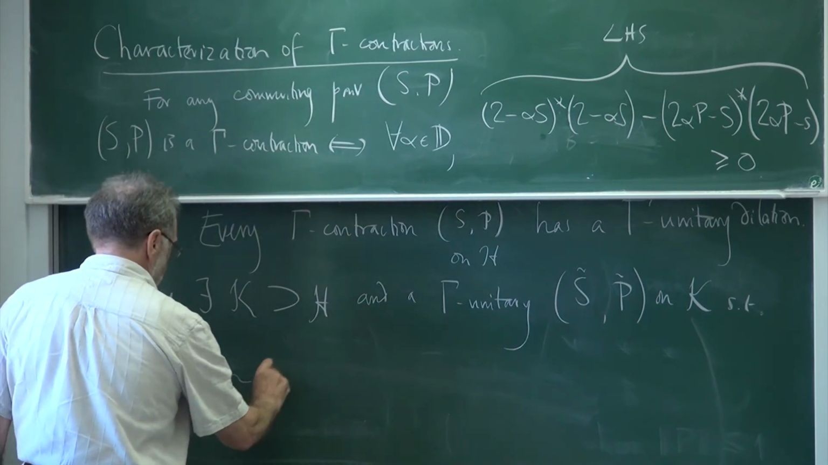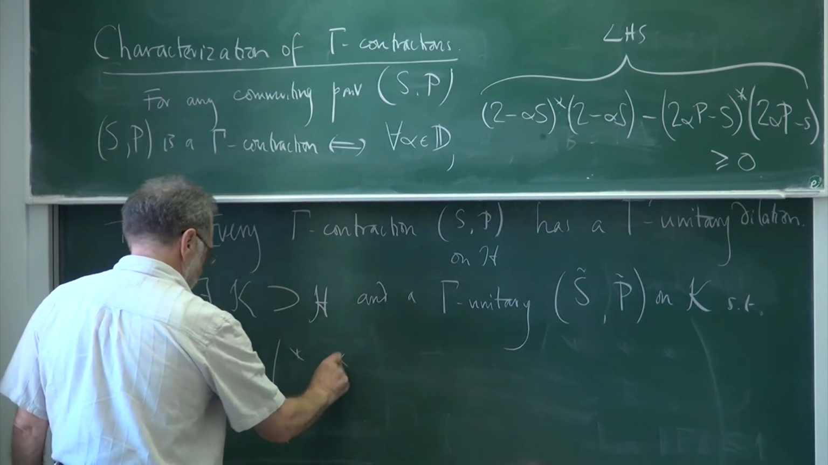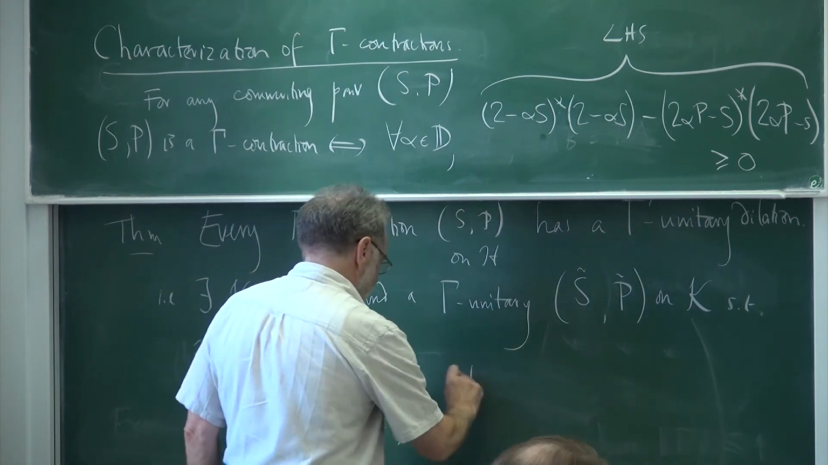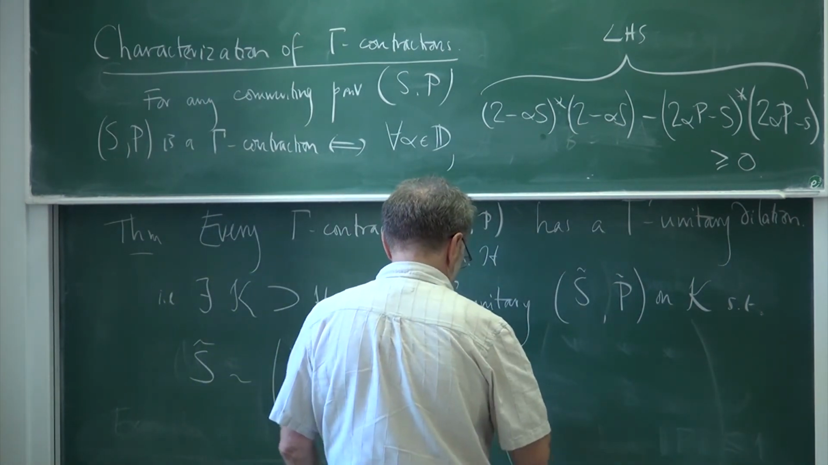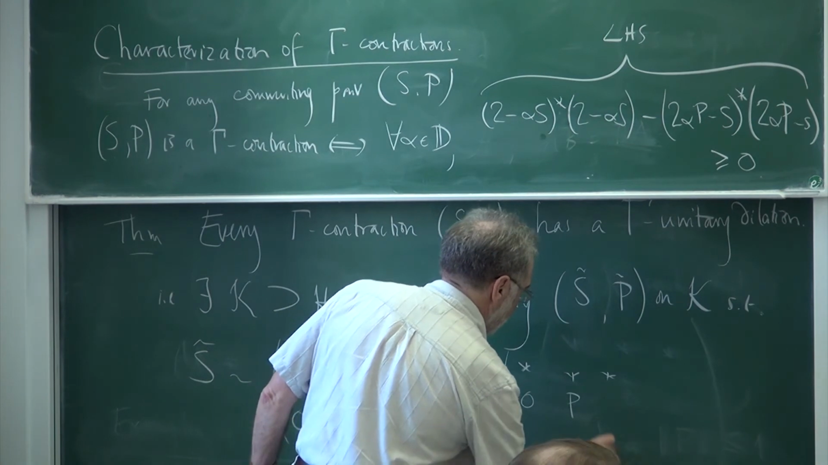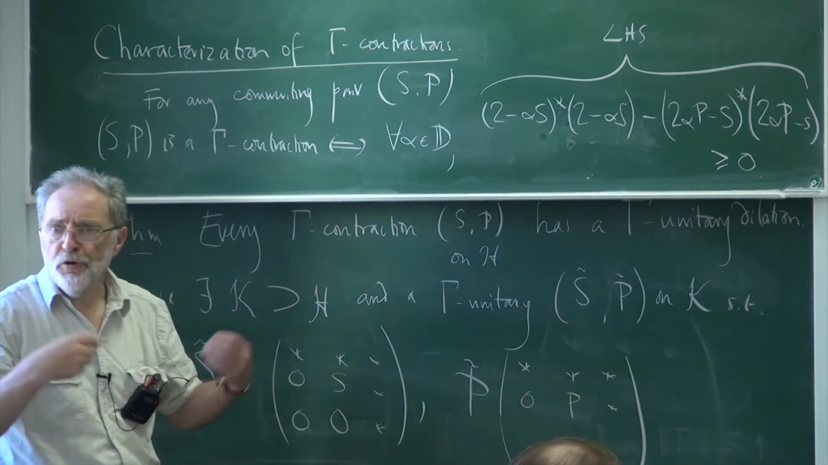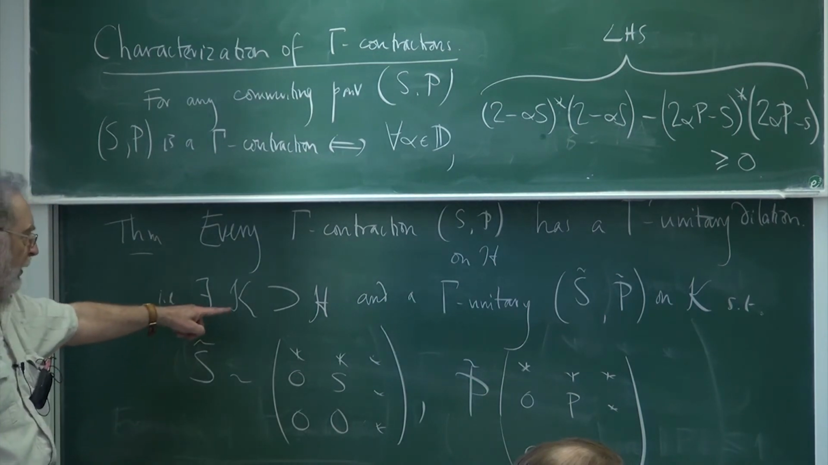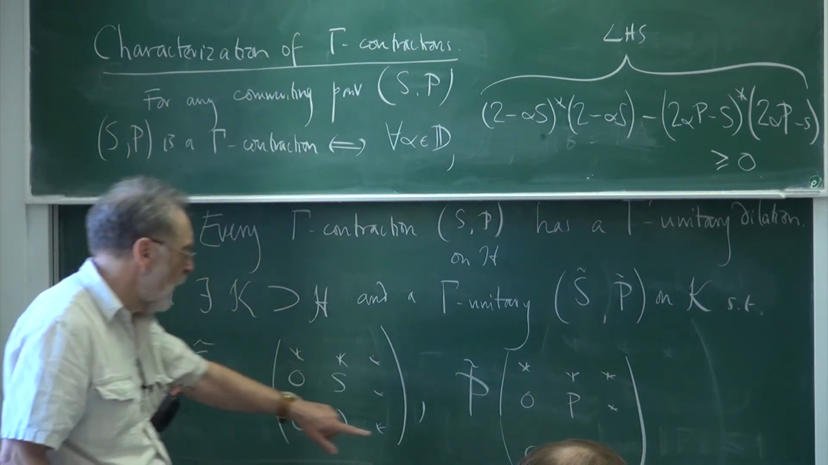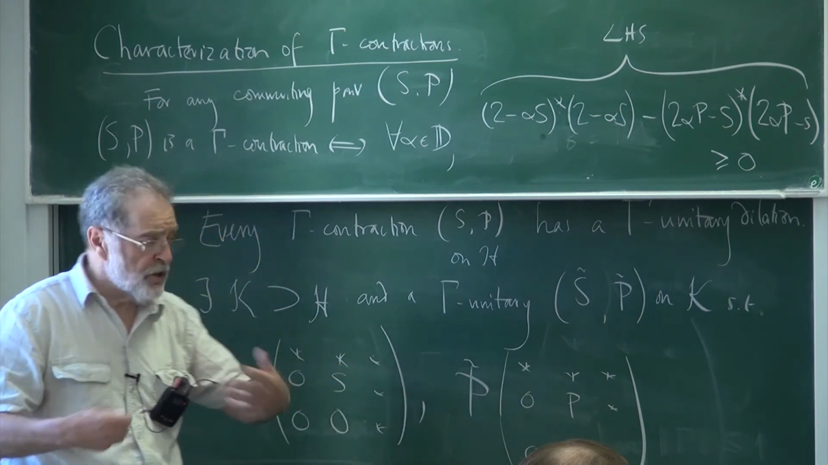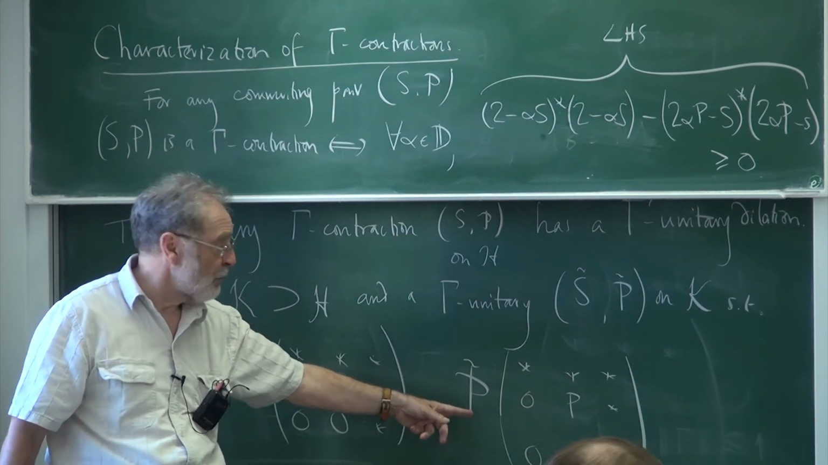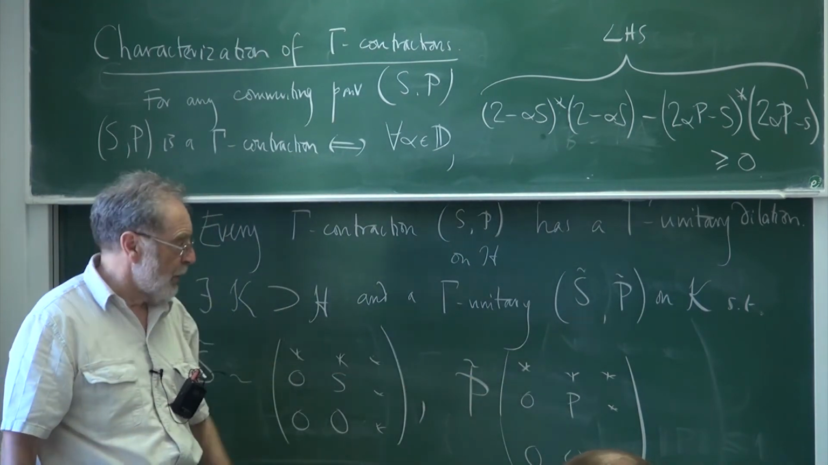S tilde can be written like this, and similarly for P tilde, for a suitable orthogonal decomposition of K. Now, you could start off by saying, well, P is a contraction, so we know it has a unitary dilation on some K, so we can get this one from known theory.